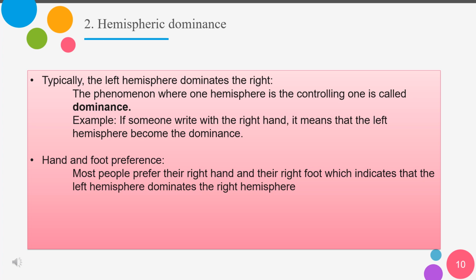And it correlates to hand and foot preference, where most people prefer the right hand and their right foot, which indicates that the left hemisphere dominates the right hemisphere.